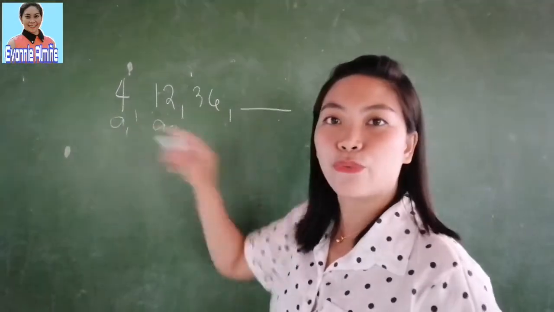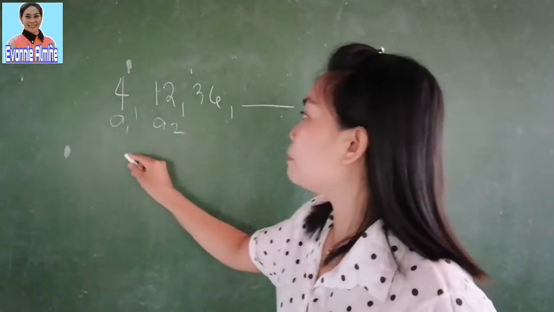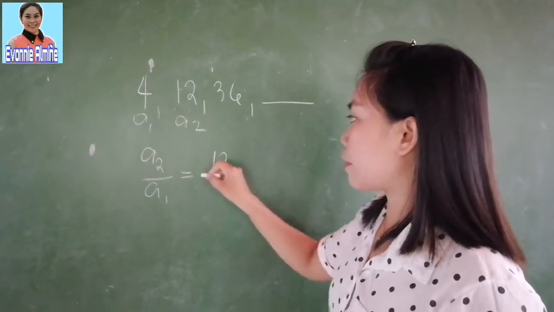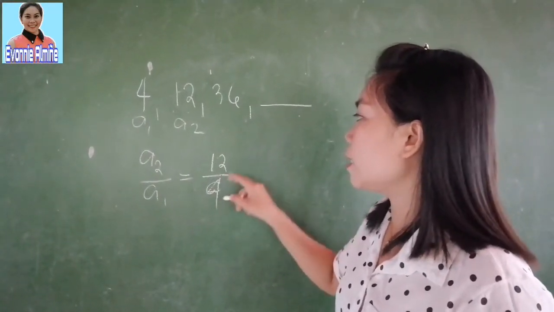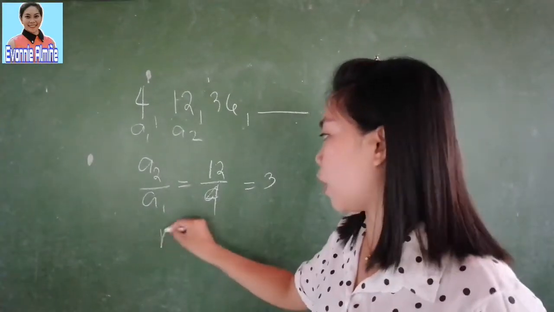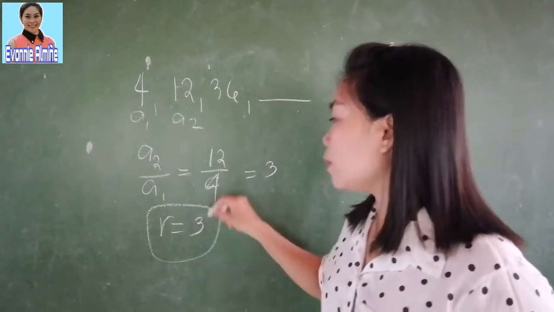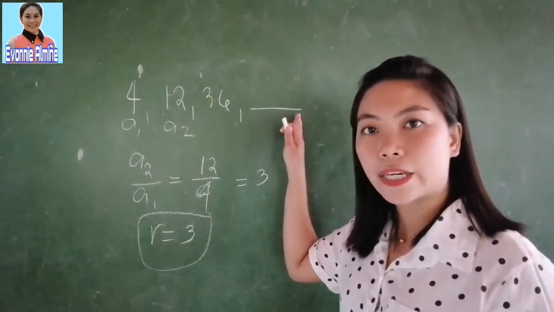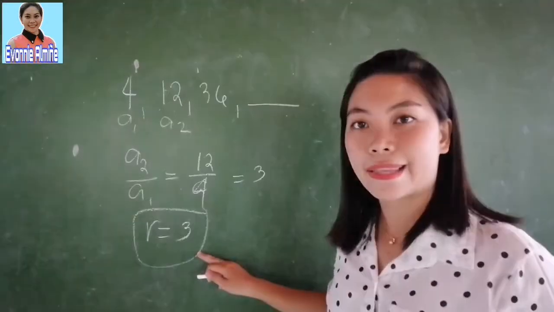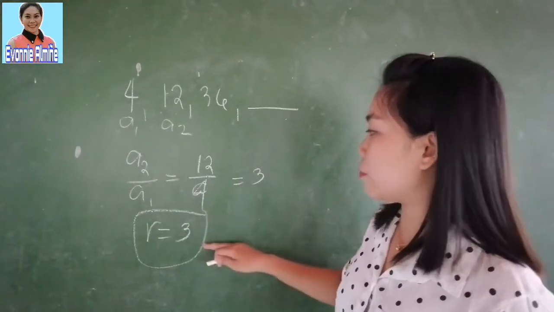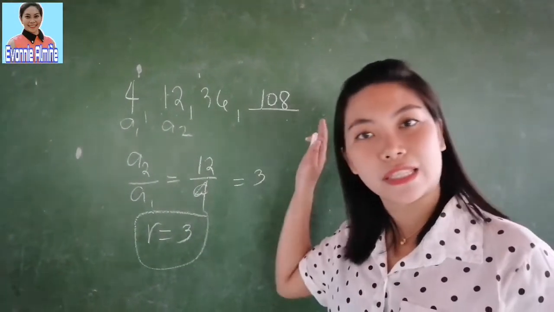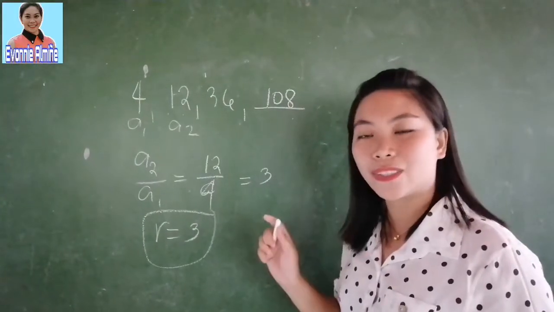So, 12 and 4. So, 12 divided by 4, a sub 2 over a sub 1, that is equal to, so substituting the value, we have 12 over 4. So, 12 divided by 4 is 3. Therefore, the common ratio or r is 3. Now, in order for us to obtain the next term of this sequence, we have to multiply 36 by 3. So, what is the answer? 36 multiplied by 3, you have 108. Therefore, the next term of this geometric sequence is 108.